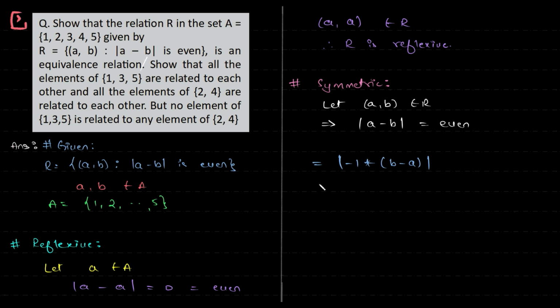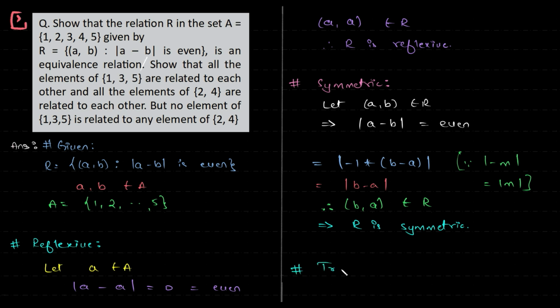Now, since we are looking at the modulus of a negative number, we know that it will result in a positive. So we just proved that modulus of B minus A is also even. Therefore, B comma A belongs to R. Okay, we'll just write that the modulus of any negative number is positive itself. Now, with this, what can I tell? From this, I can infer that R is symmetric. Okay, all this is good.